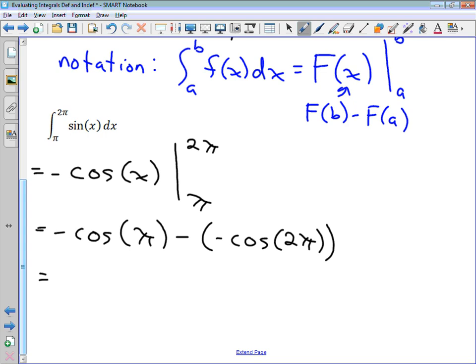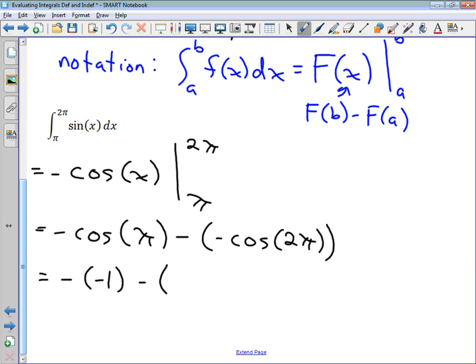All right, so what is cos at pi? Is it 0? No, I don't think it is. I think it's negative 1. Yeah, negative 1. So we get negative 1 minus negative cos at 2 pi. At 2 pi, it's back up to 1 again.